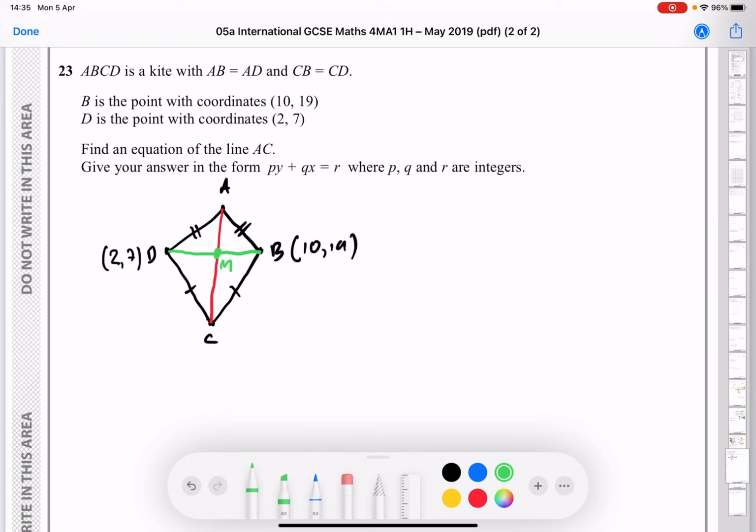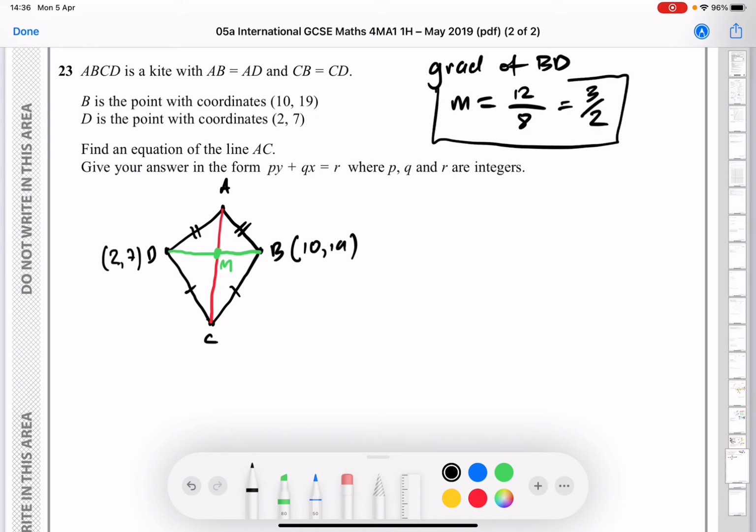All right. There are marks for every single bit of this that you can do. If we find the gradient of BD, that's a mark. So let's go ahead and do that first. And I'm going to write down what I'm doing at each stage. So, gradient of BD. Gradient is equal to rise over run. So it goes rise from 7 to 19. That's a rise of 12 over the run. This, being technical, change in x divided by change in y. So that's 12 over 8. Cancels down to 3 over 2. We've got a mark. Well done, us.